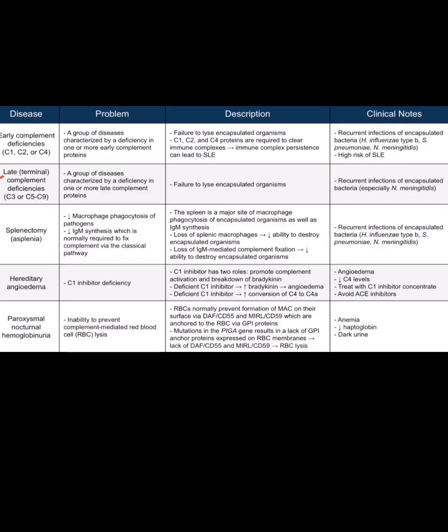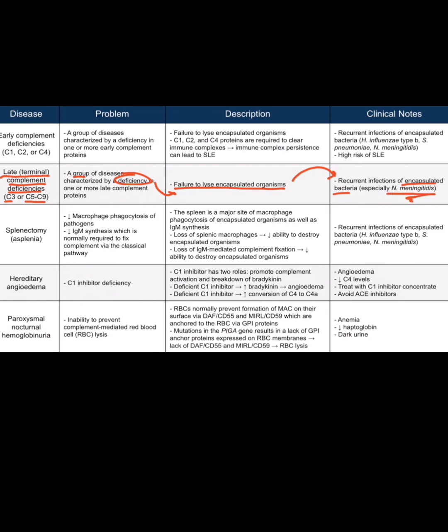Now let's dive into late or terminal complement deficiencies. These can take the form of a C3 deficiency or any of the proteins from C5 to C9. So we can call this a group or category of diseases, just like early complement deficiencies. But the point is that there's a deficiency somewhere. And this leads to a failure to lyse encapsulated organisms, which, much like early complement deficiencies, leads to recurrent infections of encapsulated bacteria. But here's where late complement deficiencies differ from early complement deficiencies, because in late deficiencies, you're really only concerned with Neisseria infections, not so much H.